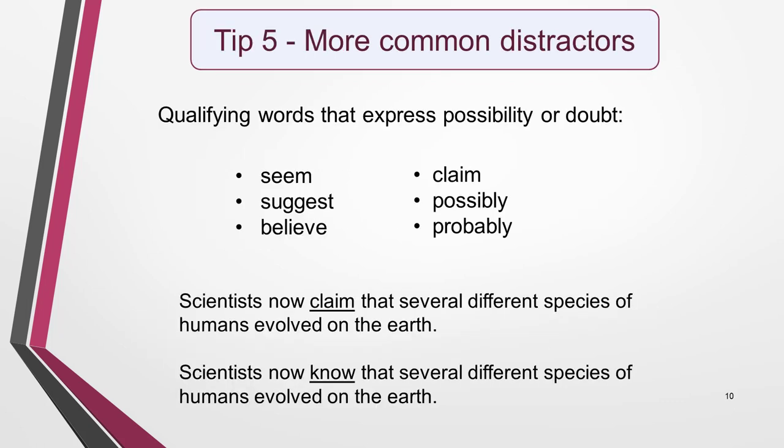Tip 5. Also be on the lookout for qualifying words that express possibility or doubt, such as seem, suggest, believe, claim, possibly, probably. Again, they can totally alter the meaning of a statement. For example, scientists now claim that several different species of humans evolved on the Earth. Scientists now know that several different species of humans evolved on the Earth.